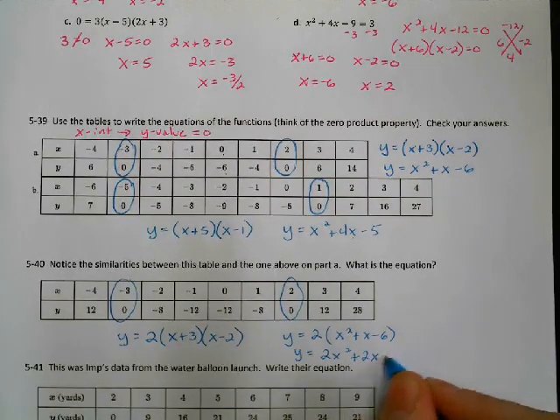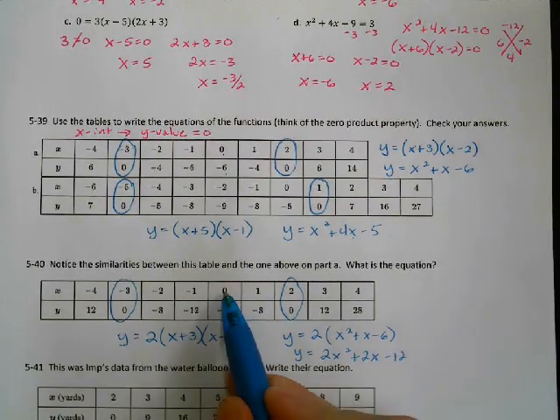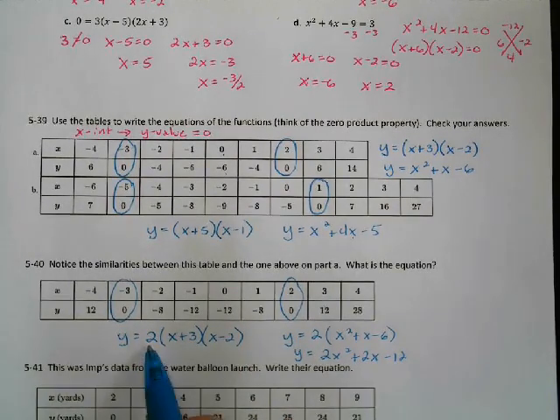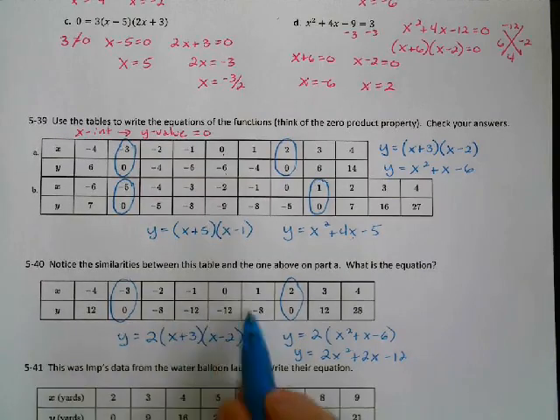And now when I plug in 0 here, I get negative 12 as my answer, and now it works. So sometimes we need to add a multiplier out here in order to make it fit the table that we're doing.